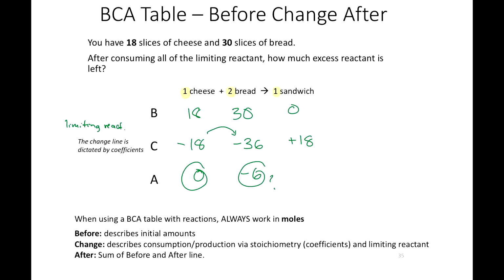So if you get a negative value in your after line, that means you did something wrong. You picked the wrong limiting reactant, all right? So I just wanted to show you what it looks like if you did do it wrong.